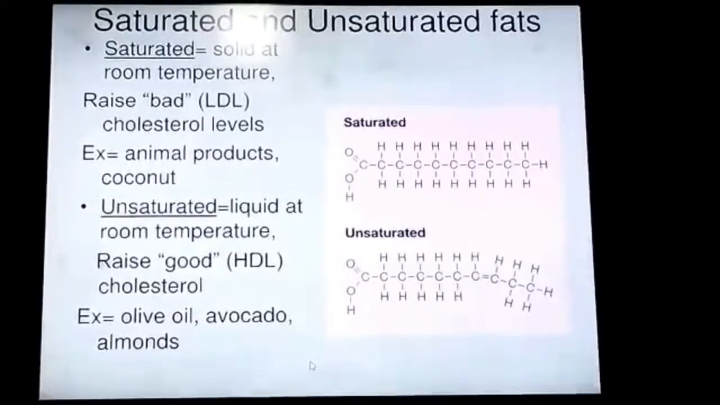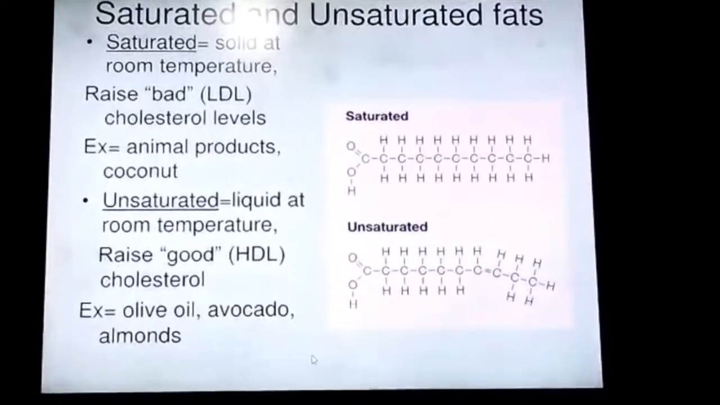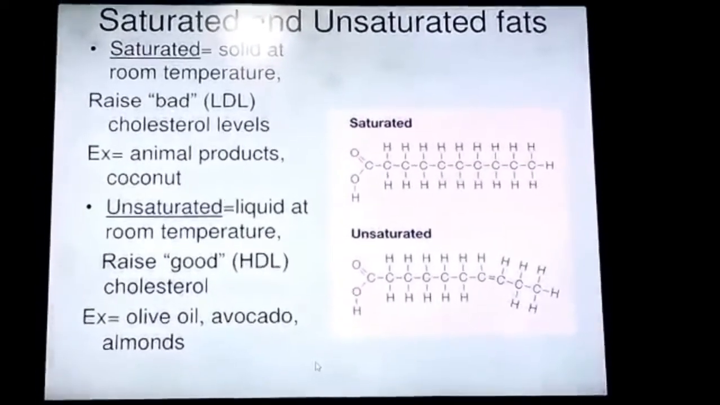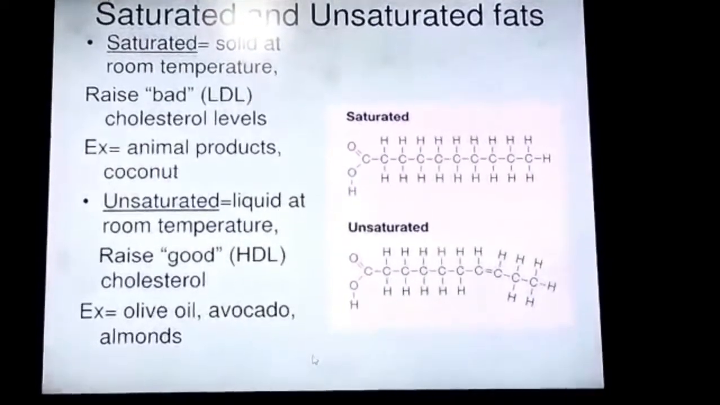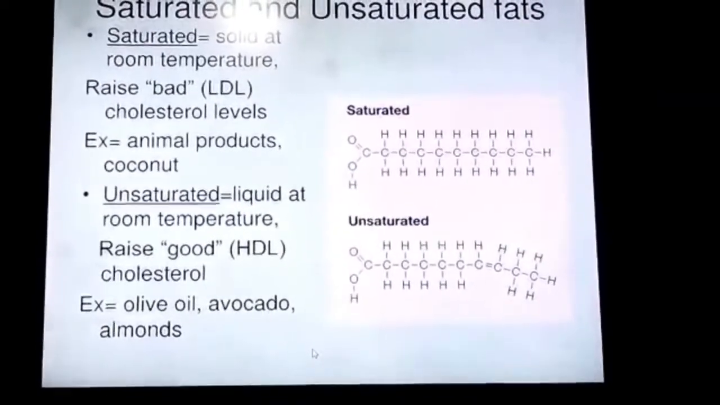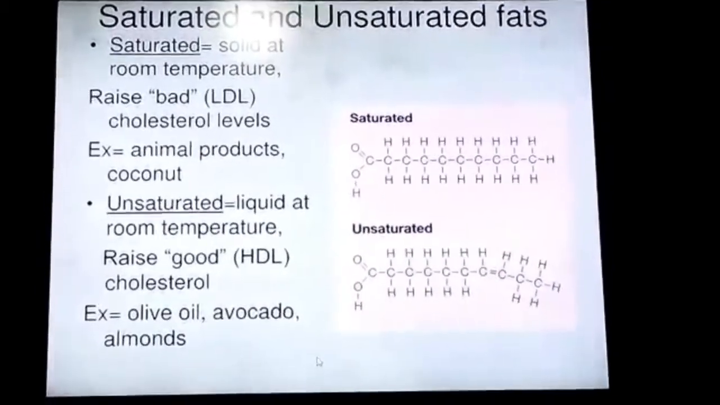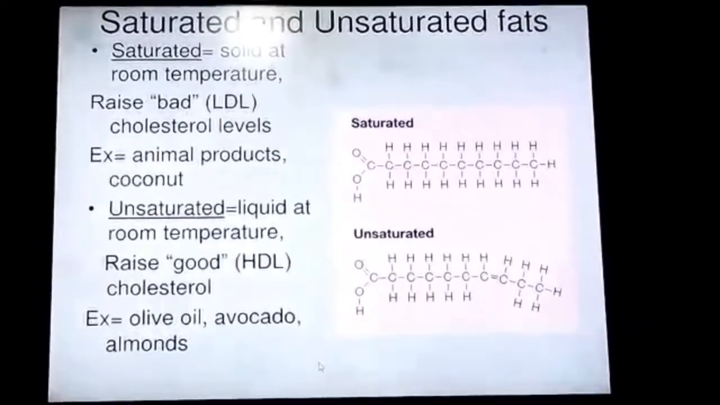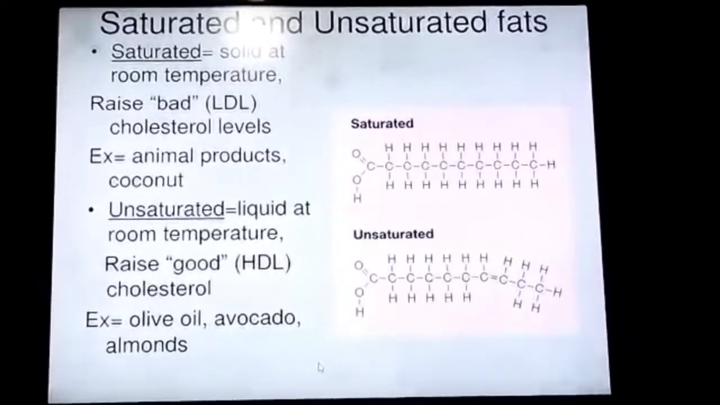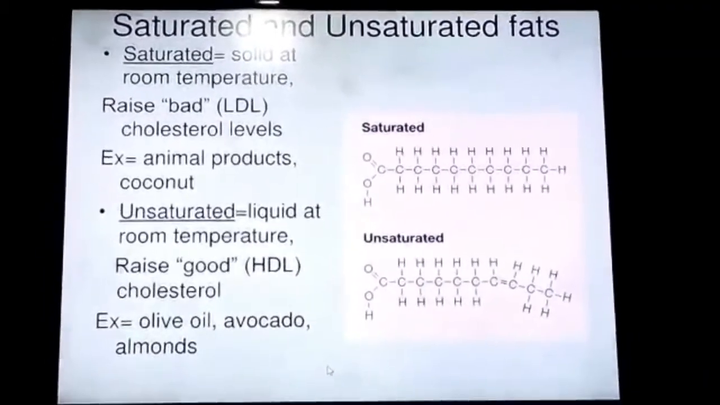Saturated fats are solid at room temperature, जो saturated होते हैं वो solid होते हैं at room temperature, like raise bad LDL cholesterol levels. And examples are animal products or coconut. Unsaturated जो होते हैं वो liquid होते हैं at room temperature, like good HDL cholesterol, और olive oil, avocado, almonds. ये सारे unsaturated के examples हैं.